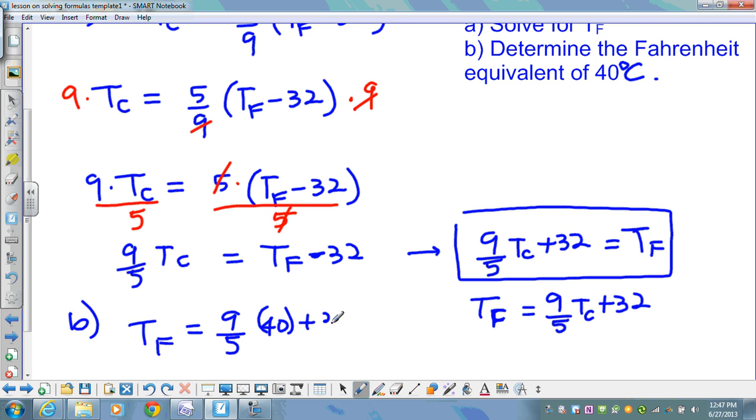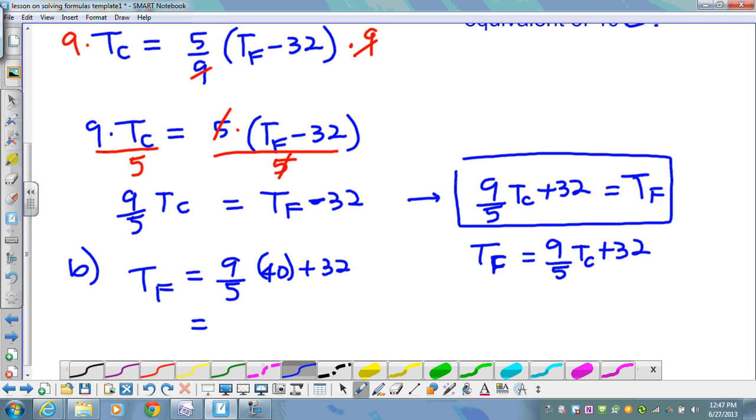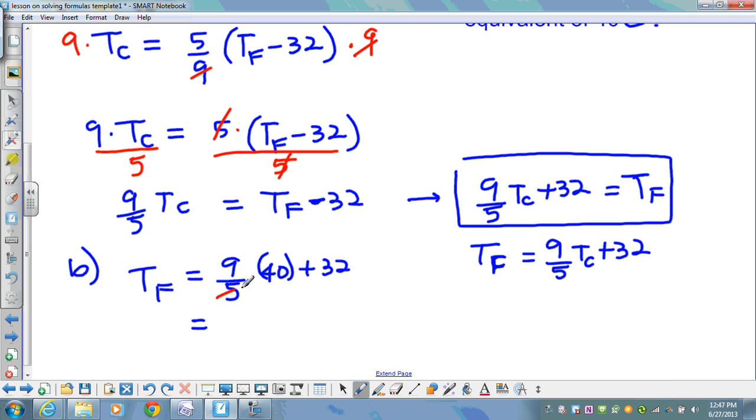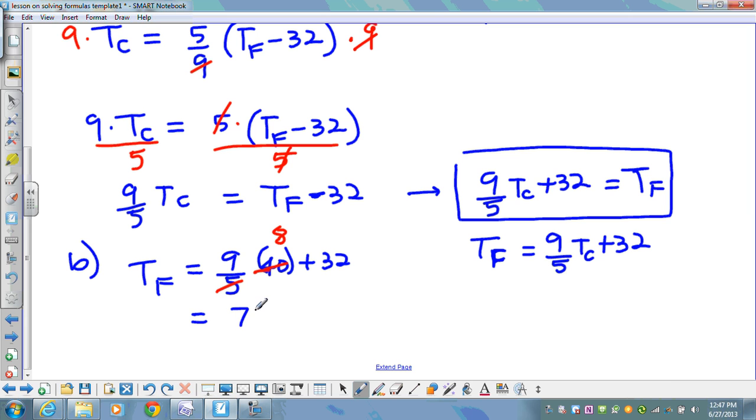plus 32. Again, you could plug this in your calculators, of course, but the numbers are simple enough that we can simplify and do it without a calculator. Like 5 goes into 40 8 times. Then we have 9 times 8 is 72 plus 32. So we're getting 104 degrees. And the units would be Fahrenheit.